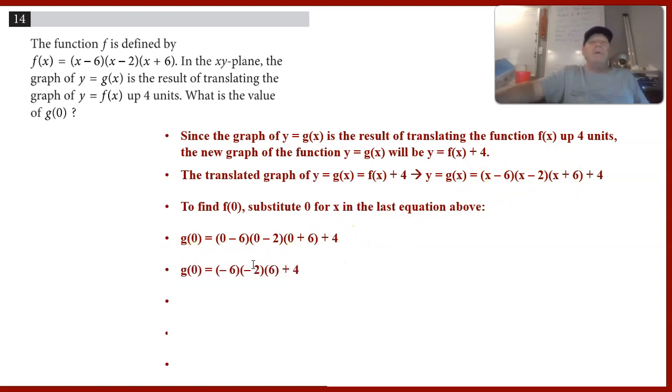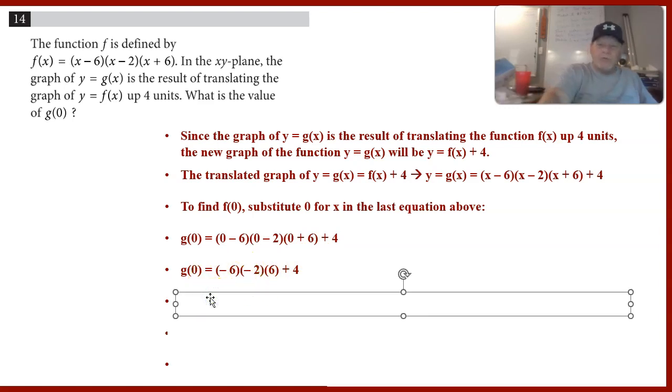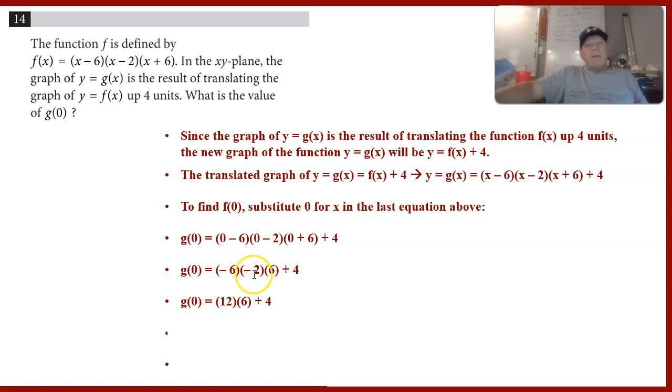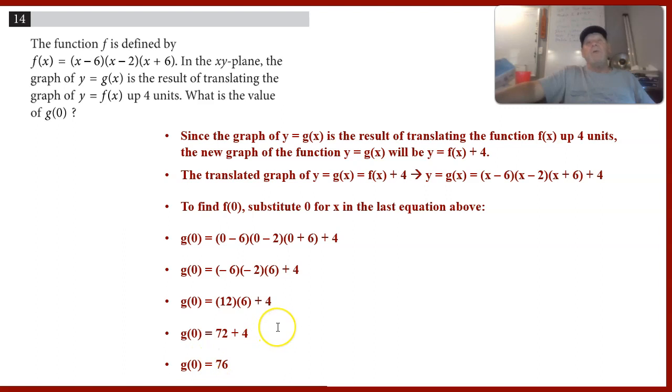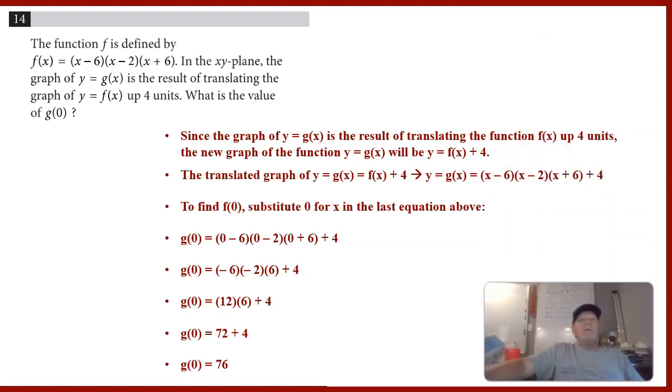So I simplify that. 0 minus 6 is negative 6, times 0 minus 2 is negative 2, times 0 plus 6 is 6, plus 4. Now I use the order of operations. I'm going to multiply these first two first because you go left to right. Negative 6 times negative 2 is positive 12. Now, in the order of operations, I multiply the 12 times 6 and get 72, plus 4. And this is an open-ended question. g of 0 is 76. So hopefully that made sense.